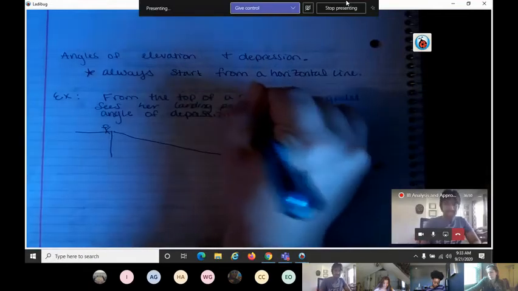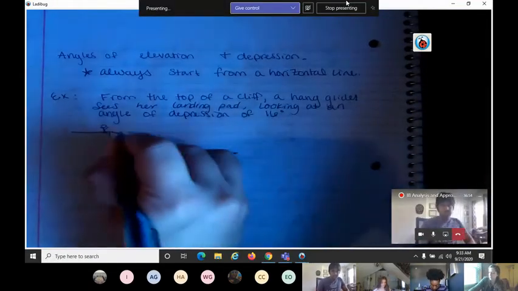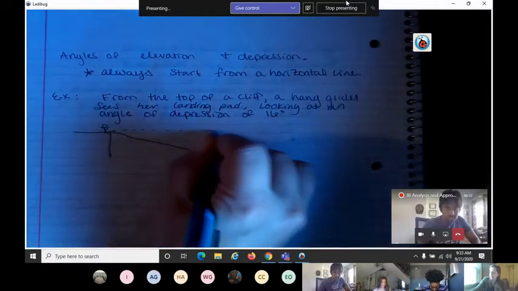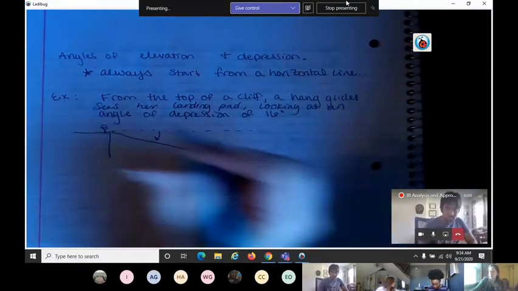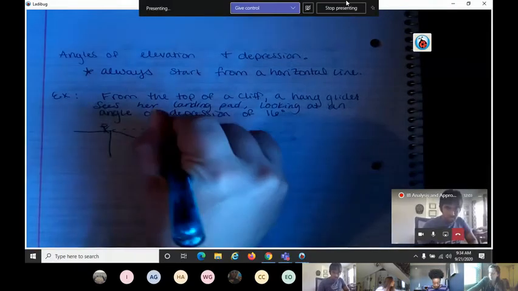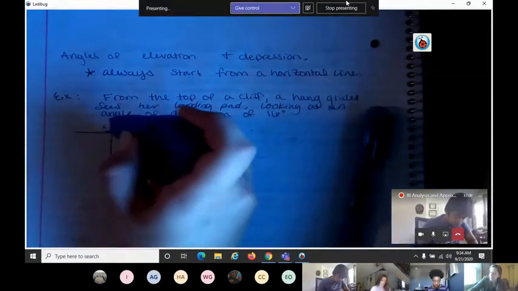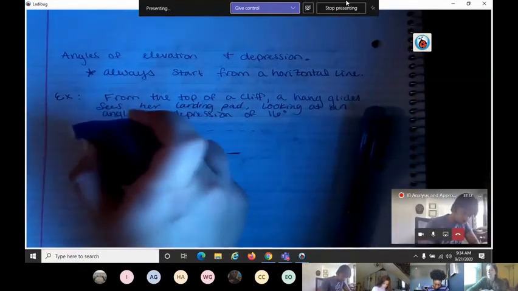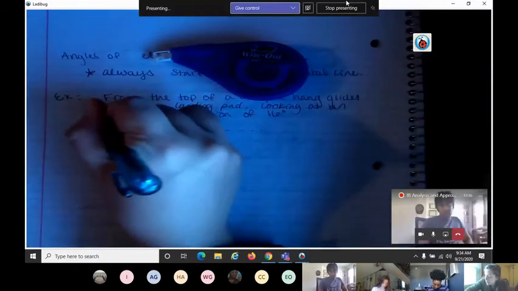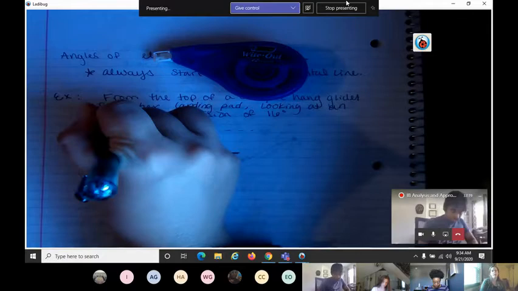of 16 degrees. Now it always starts from a horizontal line. This horizontal line is going to be where her normal line of sight is going to be. I should have drawn all of this from her face instead of from the cliff. So we're going to just edit this picture slightly so that everything is coming from her face. So here's my hang glider. There's my cliff. There we go. Sorry about that.